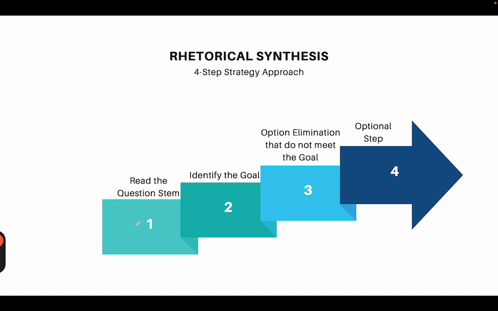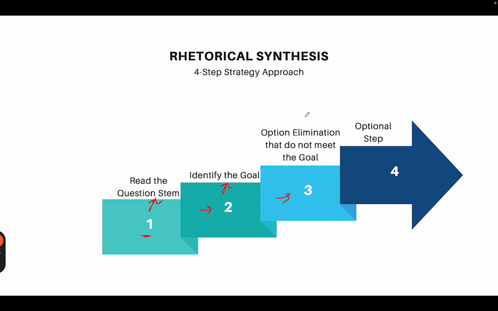The first step is always the same. You have to read the question stem. Now for this type, when you're reading the question stem, you're specifically supposed to identify the goal. What is the goal that the question stem is asking us to achieve? Be very clear with it. Once you have gained that understanding, move on to the third step.